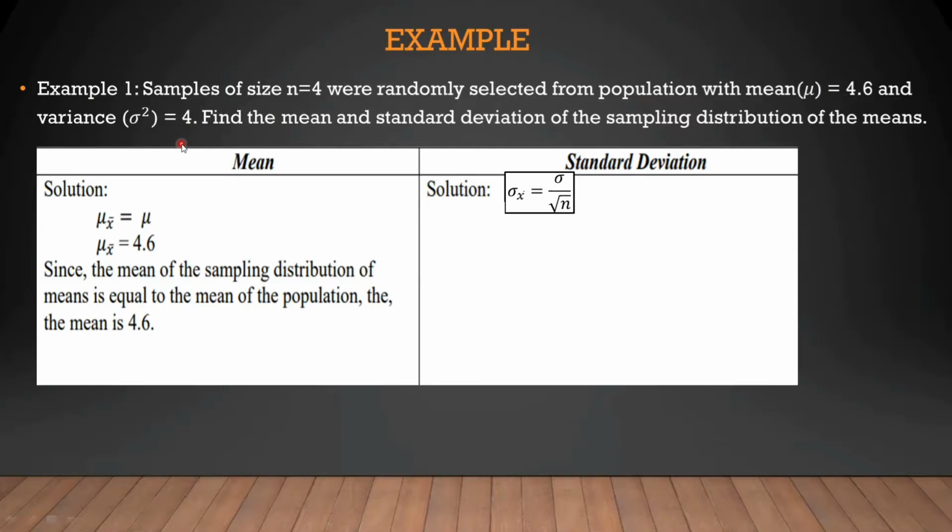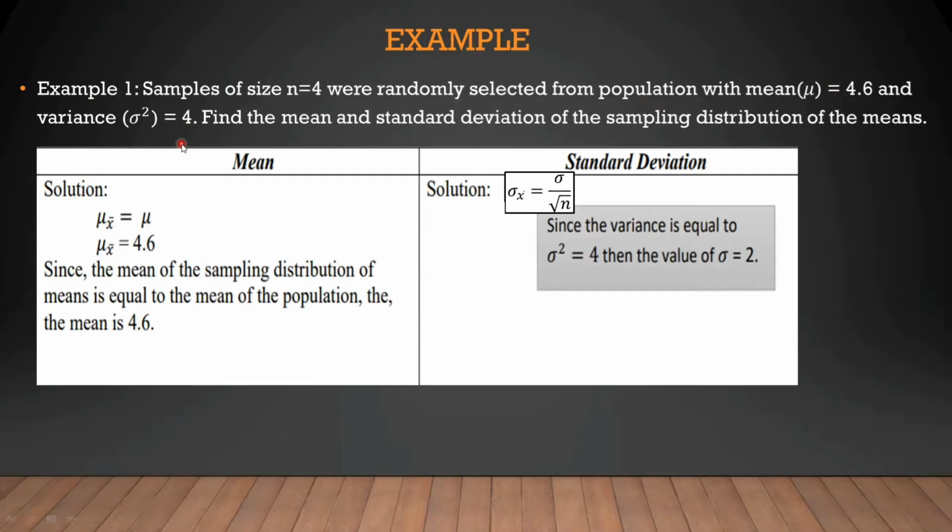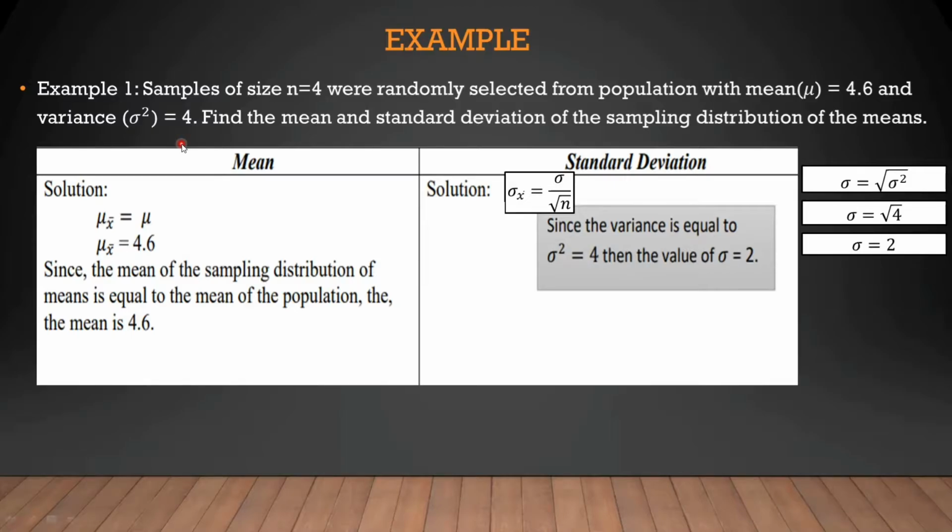So, paano ba natin kinukuha yung standard deviation ng ating population? Since the variance is equal to 4, then the value of the standard deviation is 2. So, kinukuha natin standard deviation by square root of the variance. Ang gagawin natin is substitute lang natin yung value ng ating variance doon sa loob ng ating radical. So, standard deviation is equal to square root of 4, and square root of 4 is equal to 2. Kaya nakuha natin yung ating standard deviation na 2.